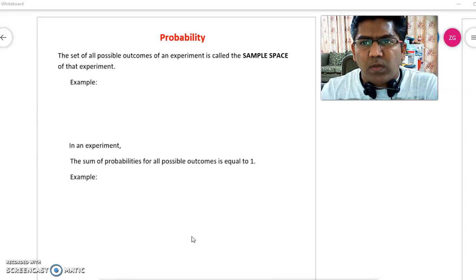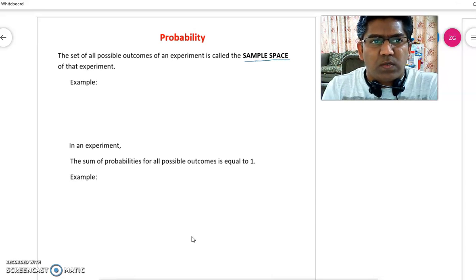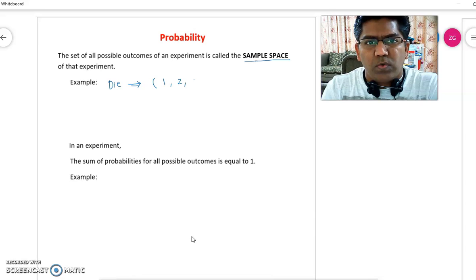Now let's define what a sample space is. The set of all possible outcomes of an experiment is called the sample space. So all possible outcomes are known as sample space. For example, if you throw a die, the possible outcomes are 1, 2, 3, 4, 5, 6. Now all these possible outcomes are known as sample space. Now if you toss a coin, the possibilities are either you will get a head or you will get a tail. So this is how you write your sample space.